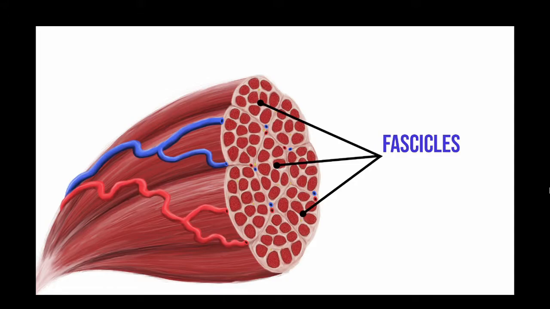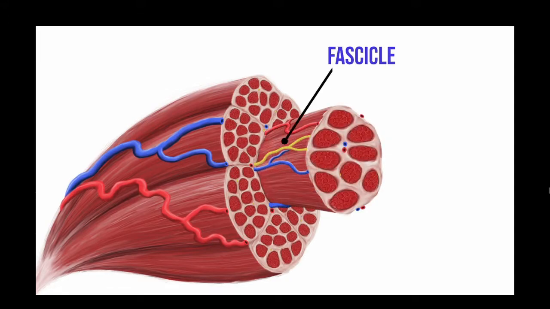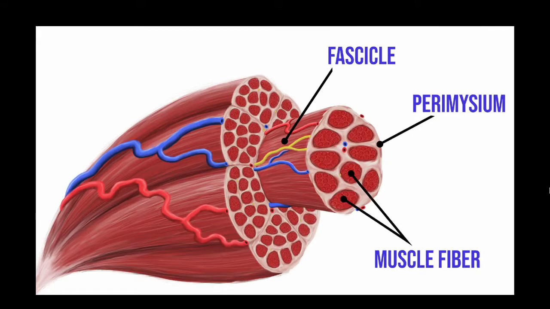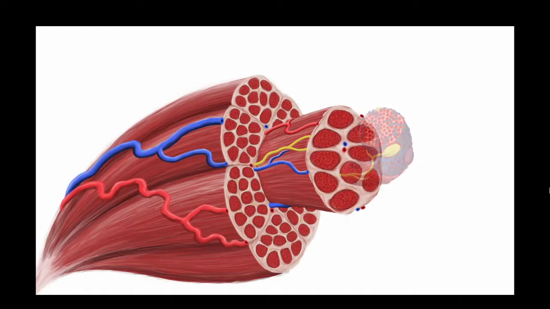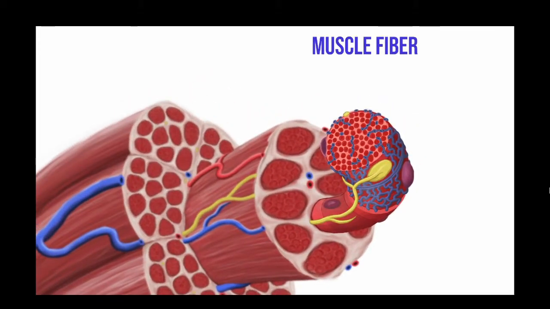When we take a closer look at a fascicle, we can see more blood vessels and nerves, as well as the next layer of connective tissue called the perimysium, and of course the muscle fibers themselves. Looking at just one muscle cell, we can see it is a pretty complex structure. It is surrounded by yet another layer of connective tissue called the endomysium.